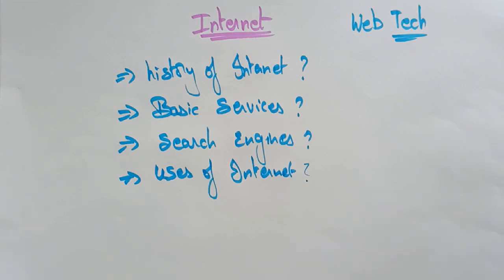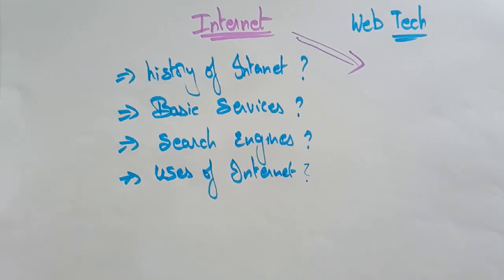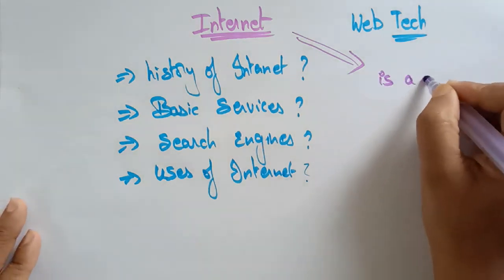So in this video, I want to give an introduction to the internet: what is the history of the internet and what are the basic services provided by the internet. So let's see the definition of the internet. Starting with the definition: what is the internet? That's a basic thing you already know. Whatever you know, just keep it in the form of a sentence. The internet is a network.